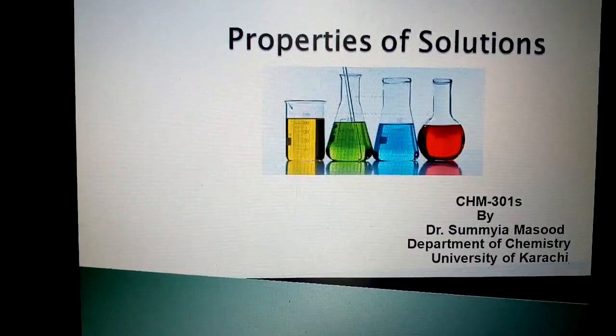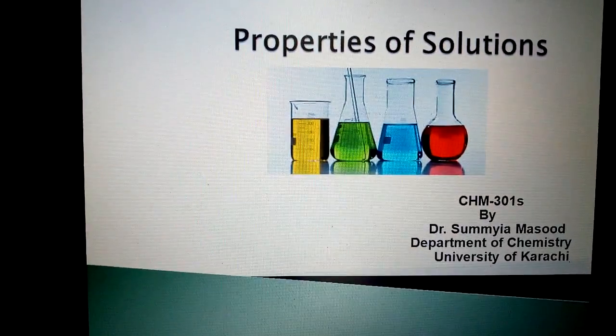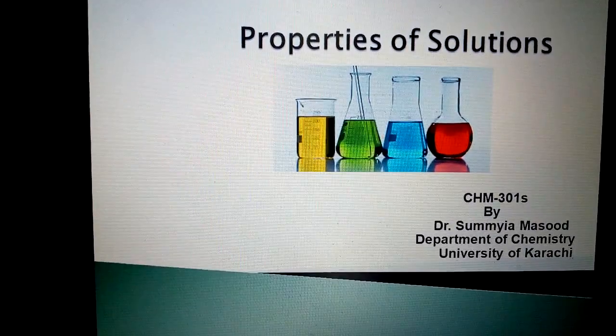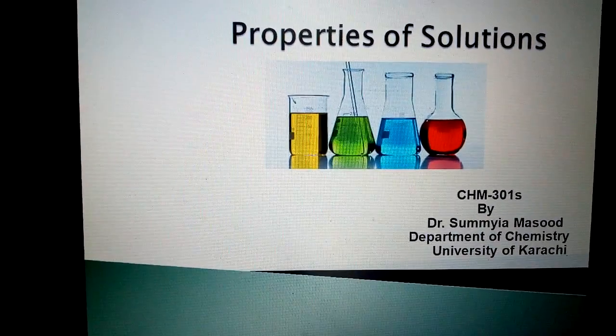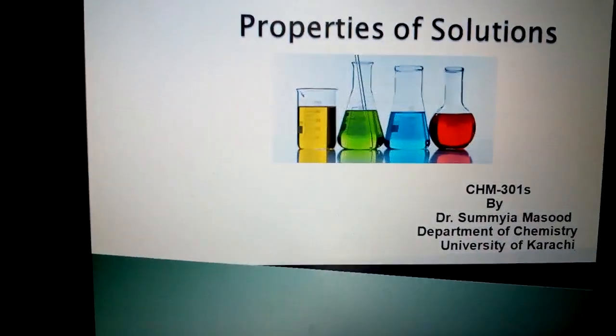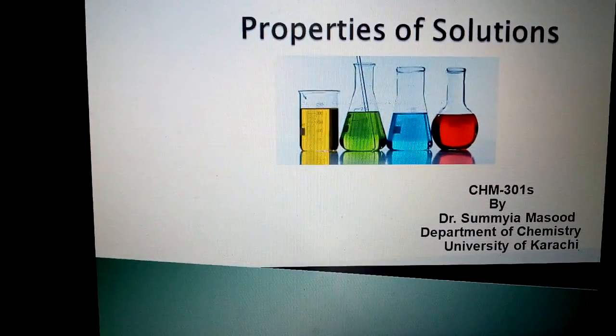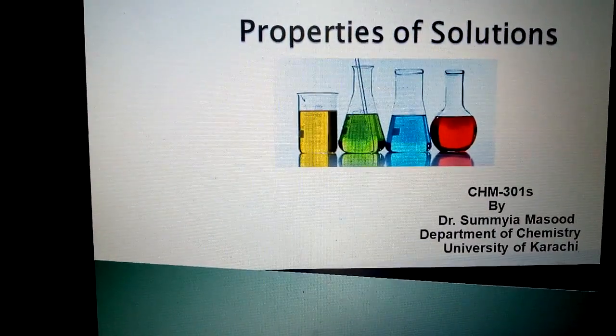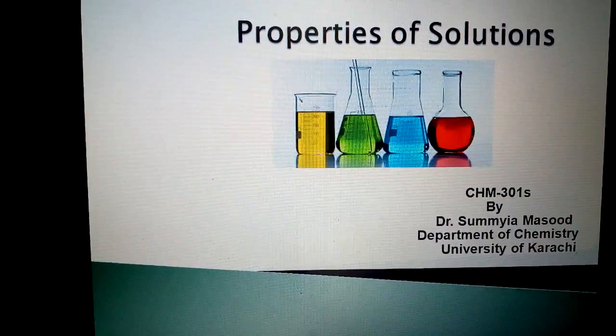Students, previously we have completed our chapter belonging to states of matter. In that chapter we have completed solid state, and now we are going to start our next chapter, that is properties of solutions.